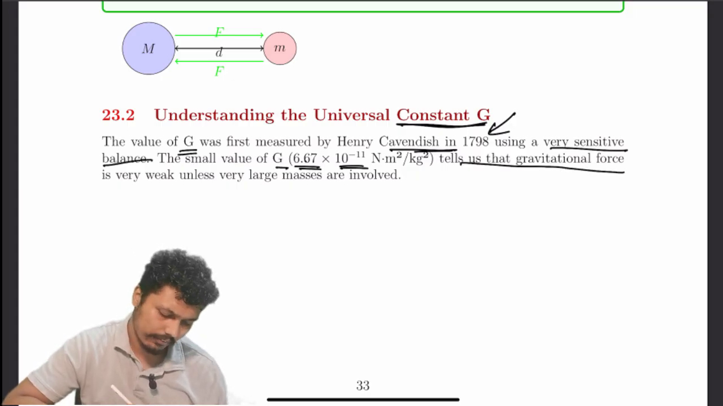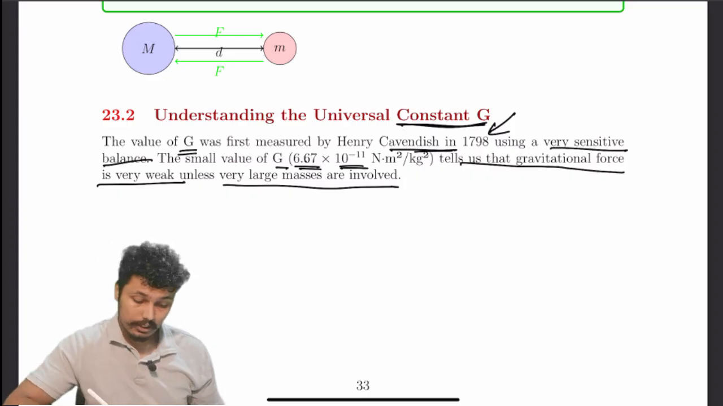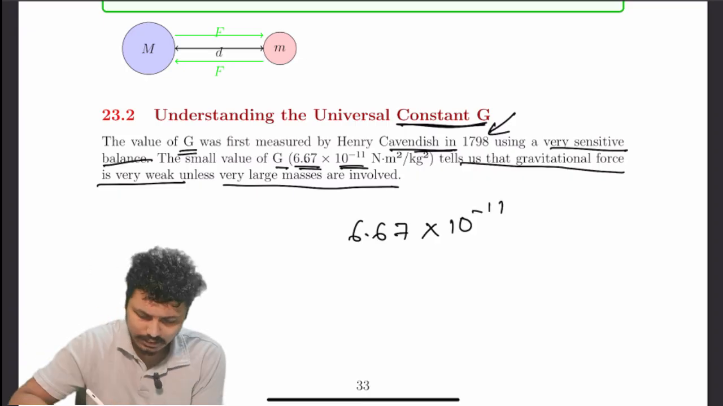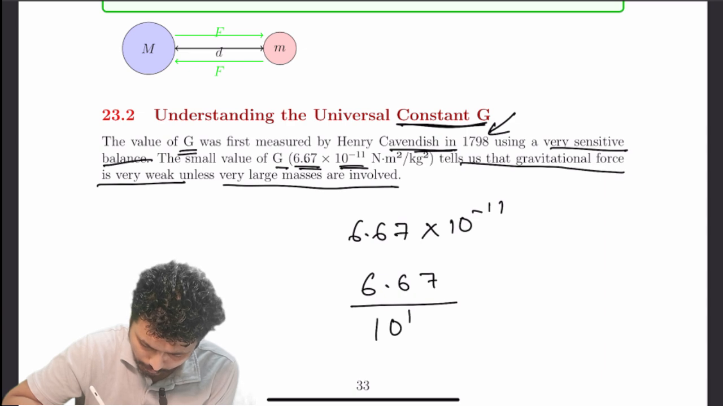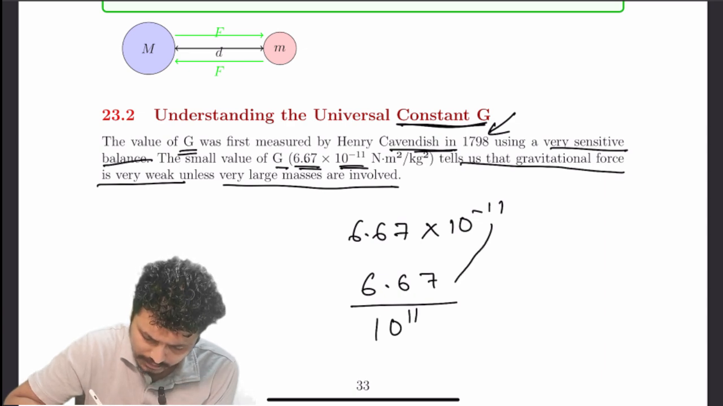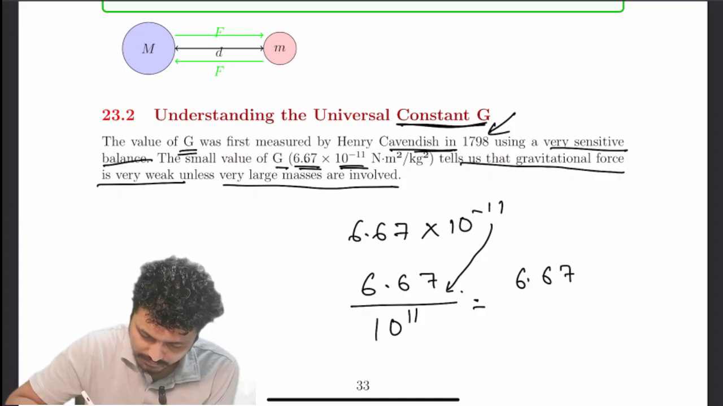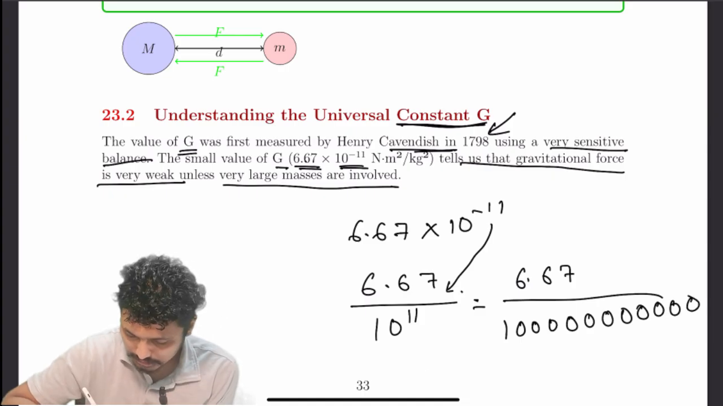It tells us the gravitational force is very weak unless a very large amount of mass is involved. So what does it mean? The G value is 6.67 into 10 to the power minus 11. Let us understand this. It means 6.67 divided by 10 to the power 11. If I take the minus 11 downside, it will become plus 11. Now 6.67 divided by 1, 2, 3, 4, 5, 6, 7, 8, 9, 10, 11 zeros. How much is this?